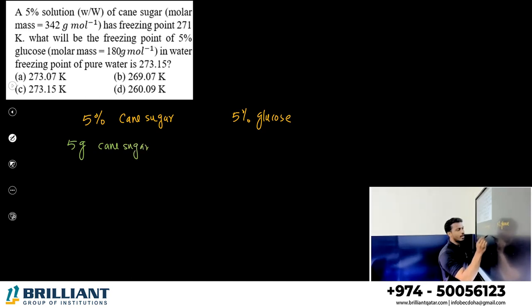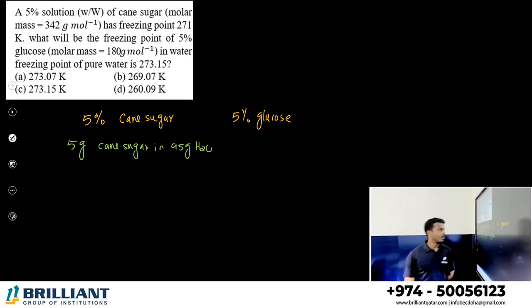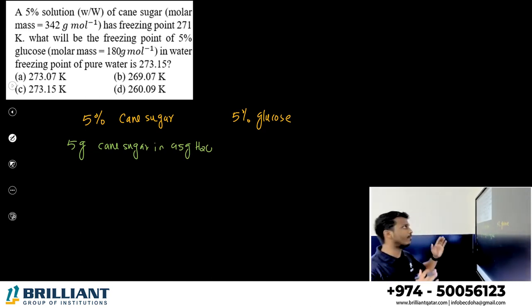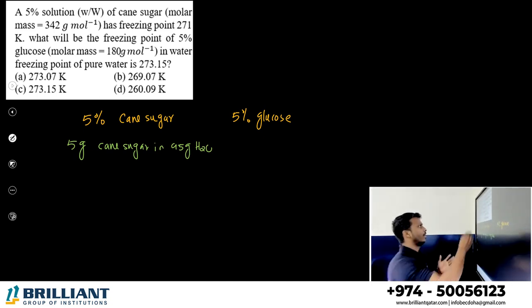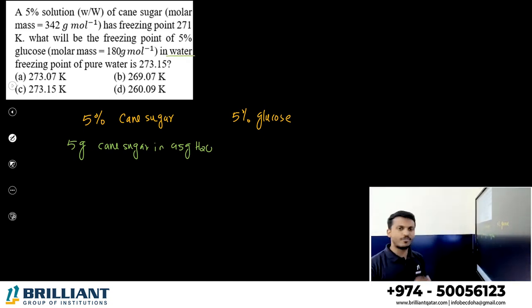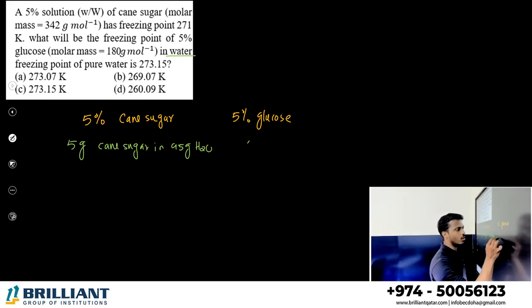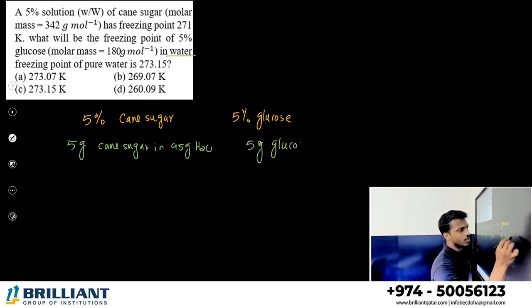5 gram cane sugar in 95 gram water. Okay, so 5 gram. Did they specify which is the solute or solvent? In water, they specify. Fine. So 5% means 5 gram in the remaining 95 gram water. Similarly, 5% glucose means 5 gram glucose in 95 gram water.